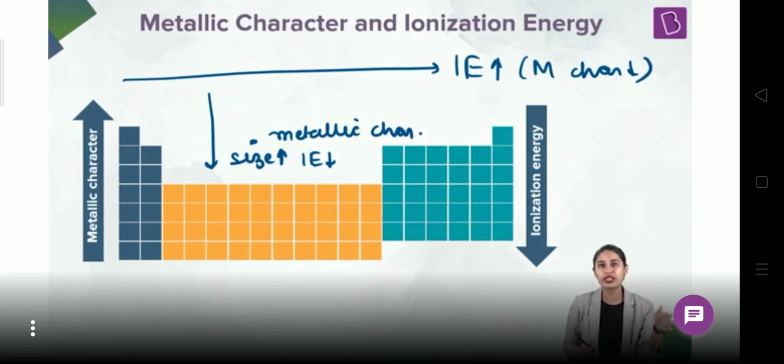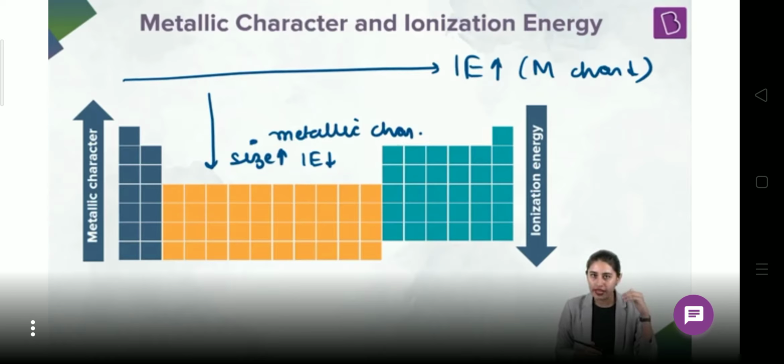So we can well establish the link between metallic character and the ability of an element to become a positively charged ion. The more easily it is able to lose an electron, the better a metal it is. So metallic character and ionization energy we can now understand.